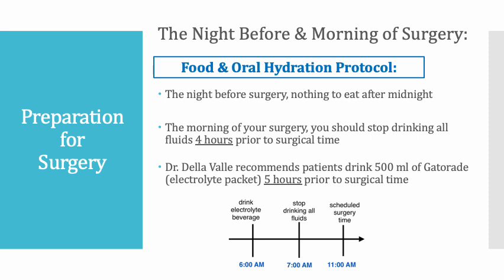Additionally, Dr. Della Valle recommends all patients drink either the electrolyte packet found in your surgery folder with a 16-ounce water bottle or a bottle of Gatorade, just no red Gatorade, and you'll drink this 5 hours prior to your surgery time. So, to piggyback off the previous example, if your surgery time is scheduled for 11 a.m., you can drink that electrolyte beverage at 6 a.m. And remember, after 7 a.m., no more fluids leading up to your surgery.